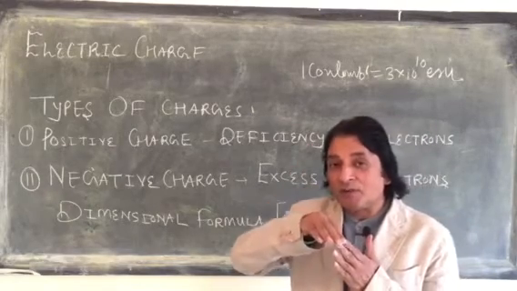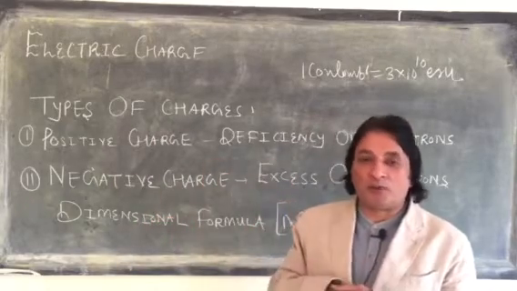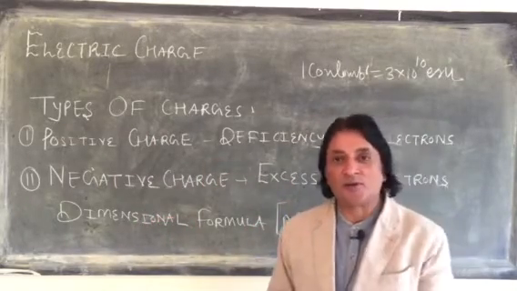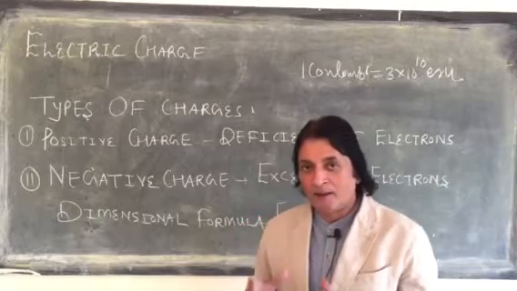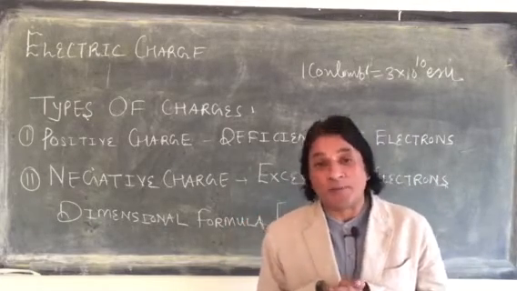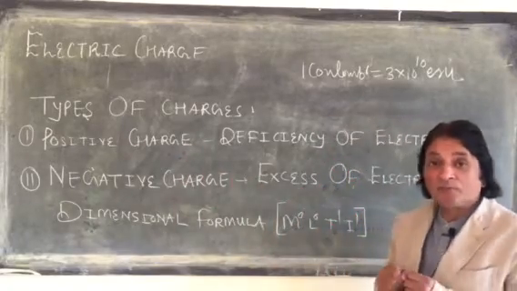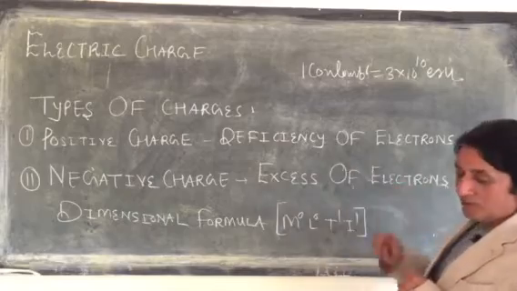Charge at rest produces electric field. Charge in motion produces electric and magnetic field. Charges are generally of two types. One is positive charge. Positive charge is a deficiency of electrons.